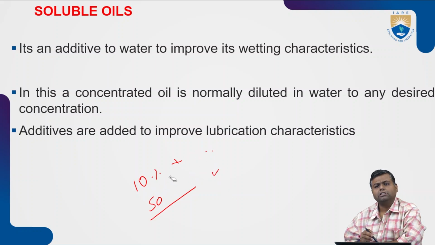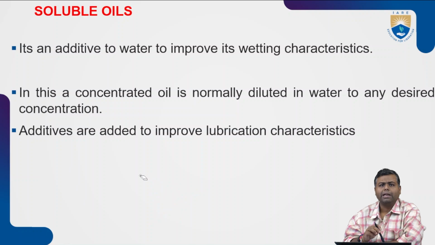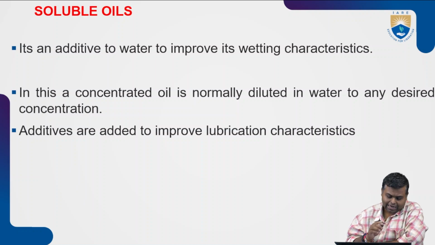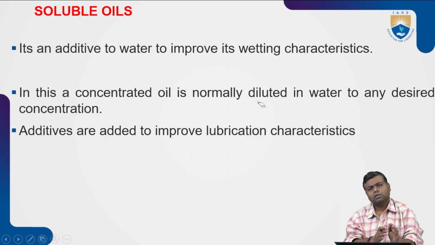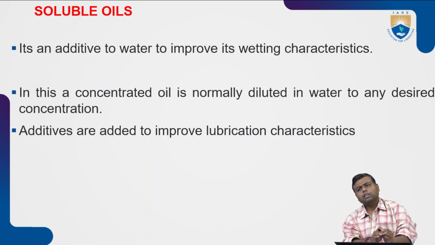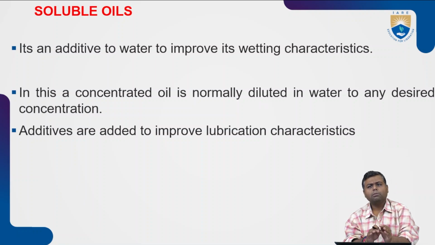Whatever operation you are carrying out, it depends upon the types of work material, tool material, etcetera. But the general approach for going into the machining process is that the dilution of the water depends upon the operation and other characteristics. Dilution means 10% of concentrated oil with addition of water will make it into soluble oils.